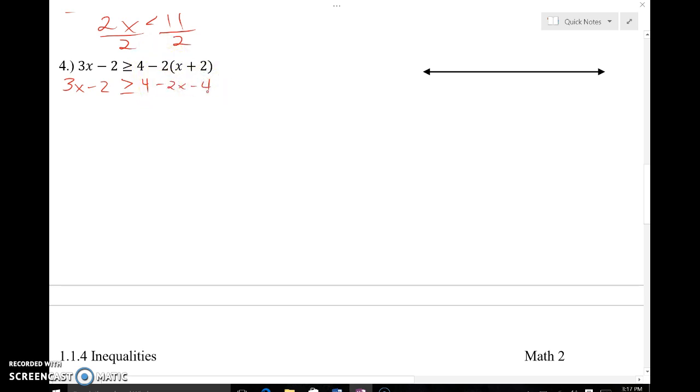Before I start moving anything around, I want to combine like terms to try to simplify. So 3x minus 2 is greater than or equal to, and then 4 and a negative 4 is 0. So then I'm just left with negative 2x.